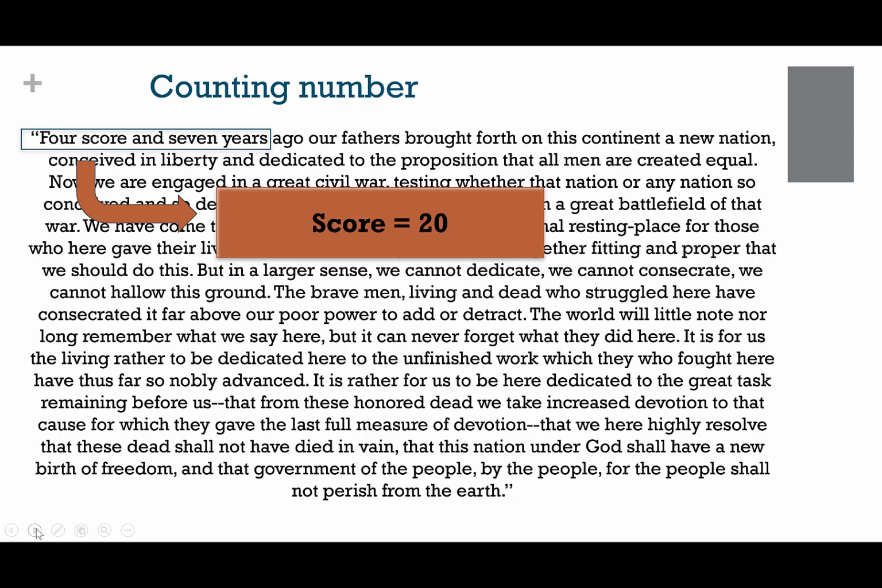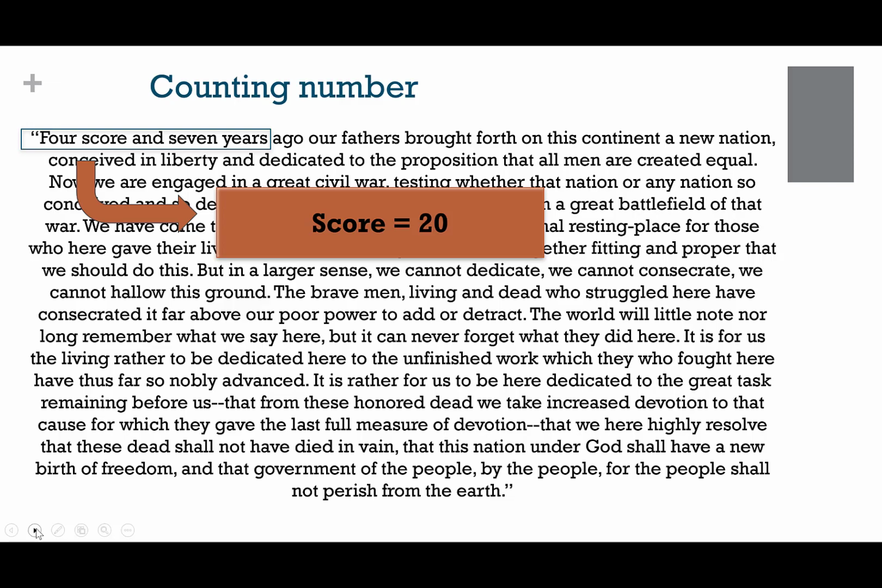I could use score to count dogs, right? If I said I have a score of dogs, how many dogs do I have? I've got 20. If I have a score of socks, how many socks do I have? I have 20 socks. So score is also a counting number, one you're probably not familiar with, but could pick up pretty quickly.